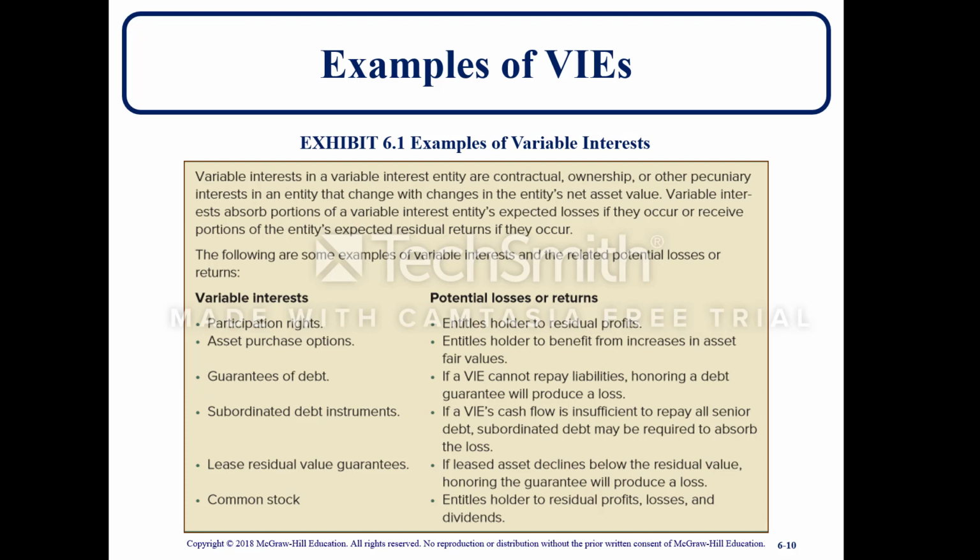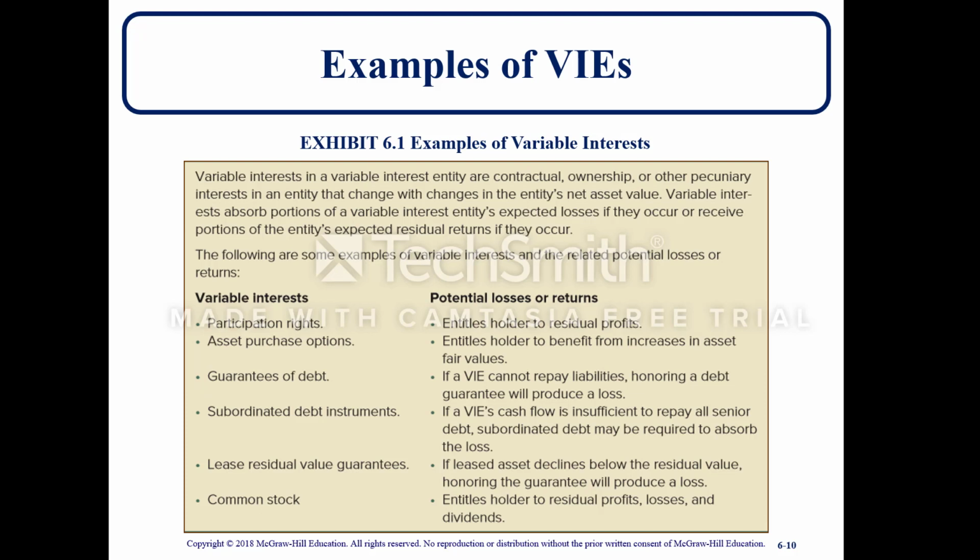So, examples of VIEs. Exhibit 6.1. The variable interests in a variable interest entity are contractual, ownership, or other pecuniary interests in an entity that change through changes in an entity's net asset value. Variable interests absorb portions of the variable interest entity's expected losses if they occur, or receive portions of the entity's expected residual income if they occur. The following are some examples of variable interests and related potential losses or returns. So here you have a variable interest and your potential losses and returns that coincide with those variable interests.